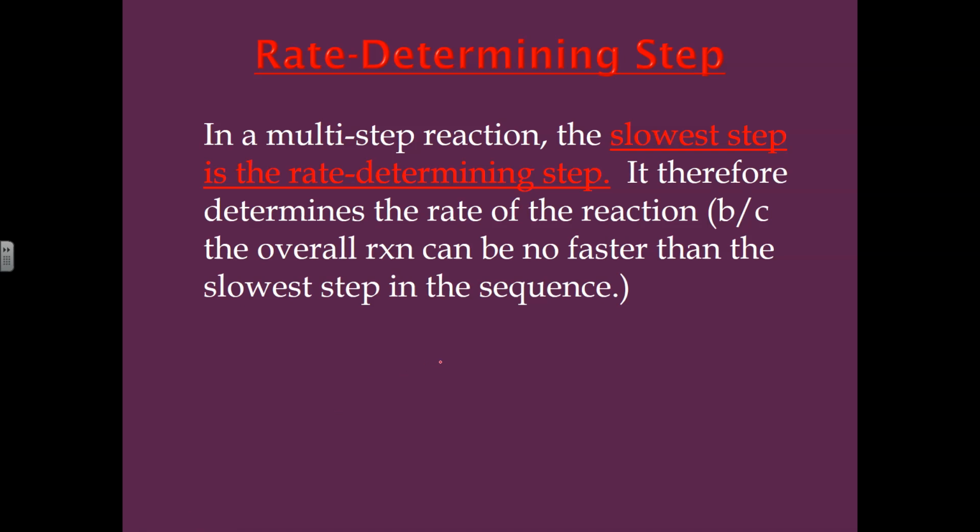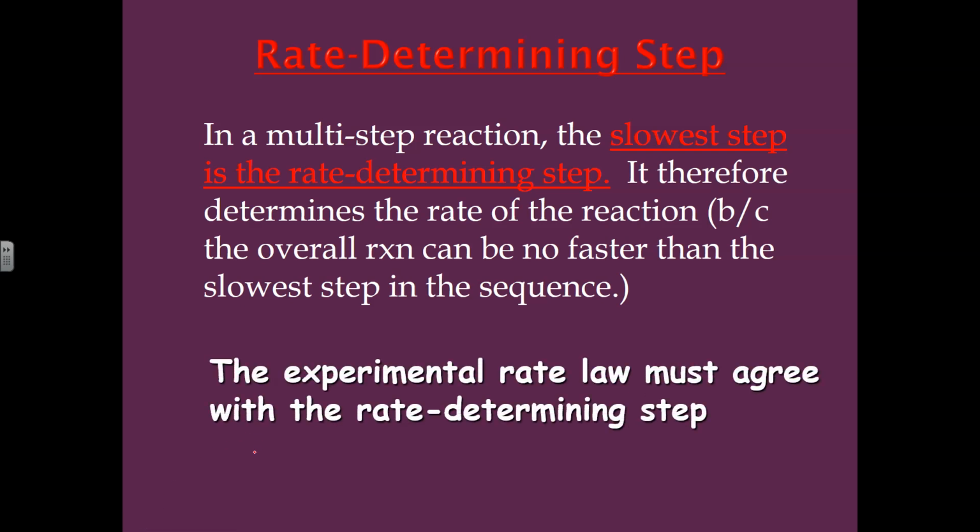It therefore determines the overall rate of the reaction, because the overall reaction cannot be faster than the slowest step in the sequence. It's sort of like if you're on a relay team, thinking in terms of track. If your relay team is running around the track, your overall time can't be any faster than your slowest person. That's the one that's going to hold you back. So the rate determining step is always the slowest step in the mechanism. The experimental rate law must agree with the rate determining step.